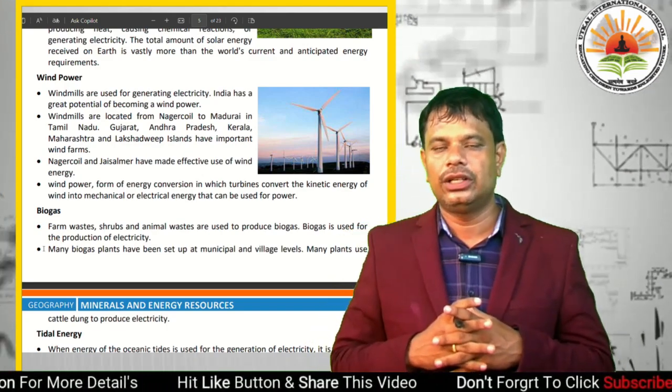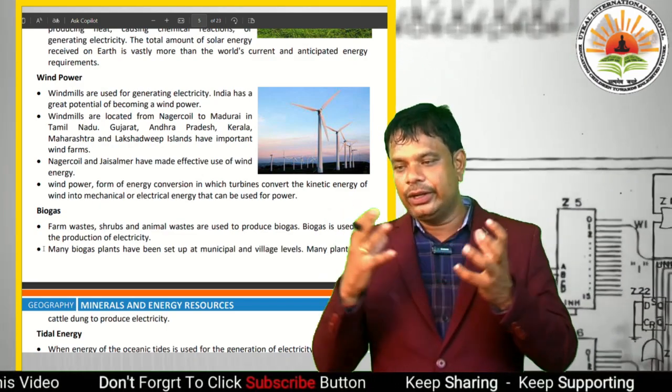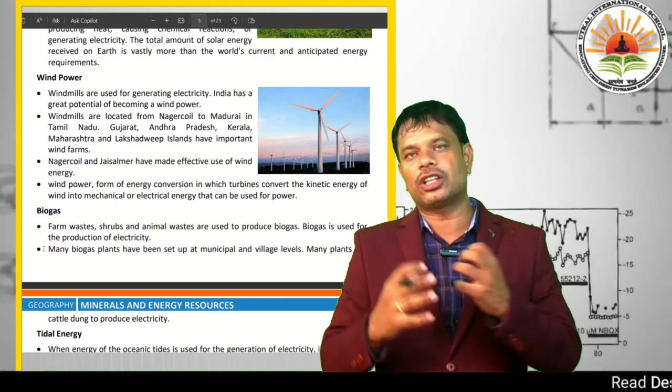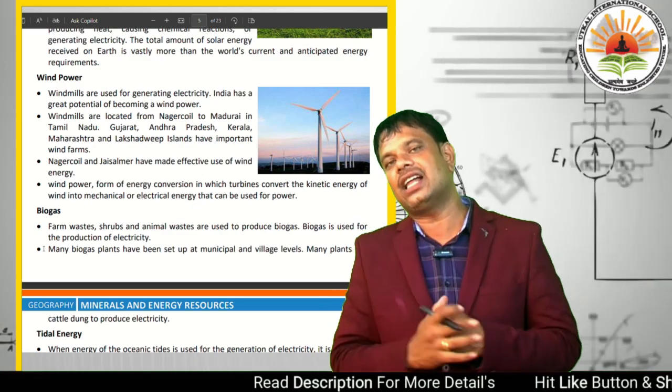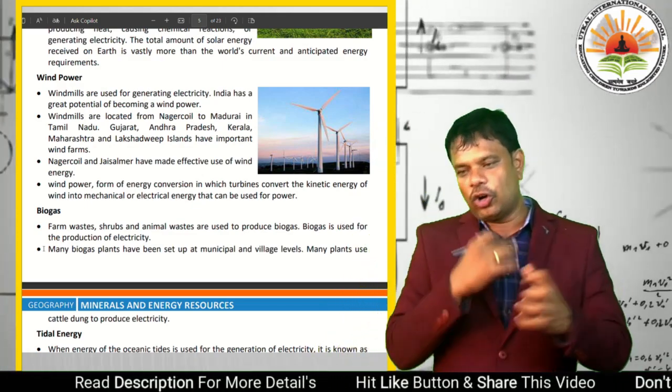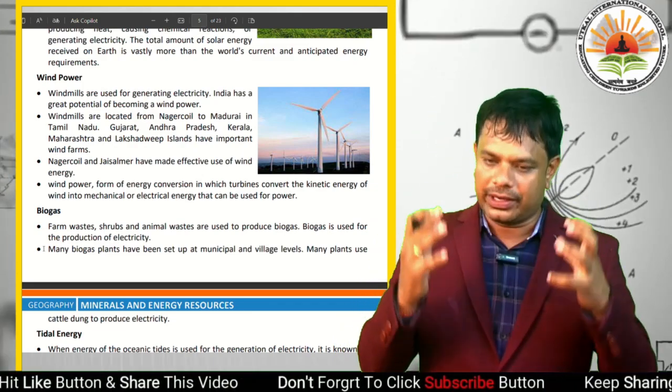Dear students, wind power is a form of energy conversion in which turbines convert the kinetic energy of wind into mechanical or electrical energy that can be used for power.